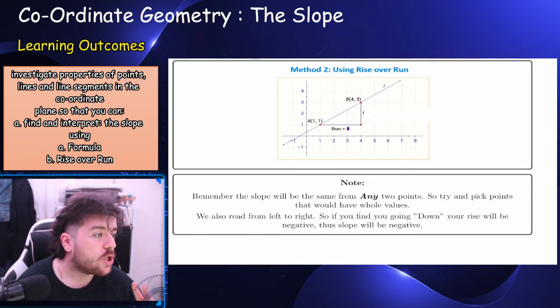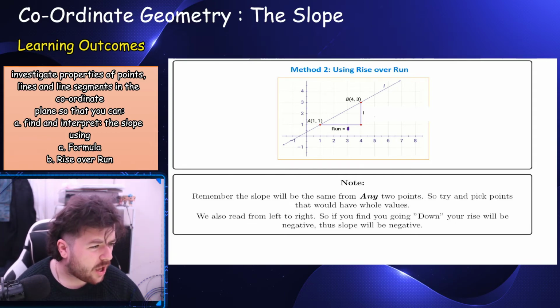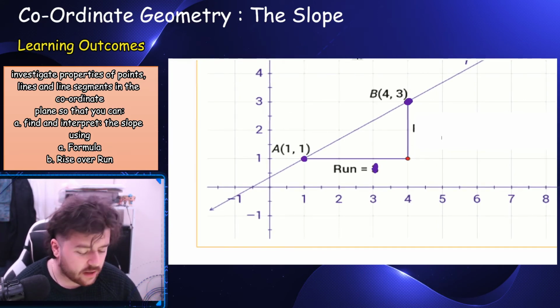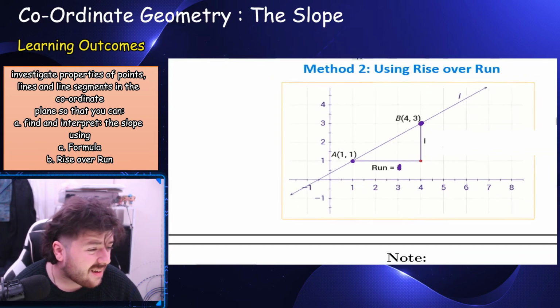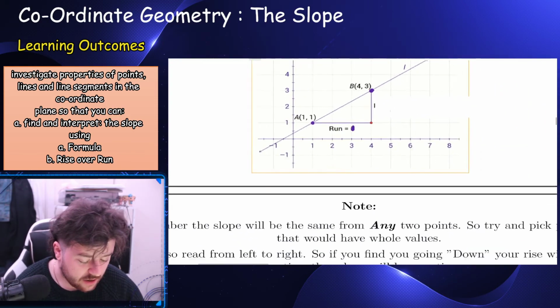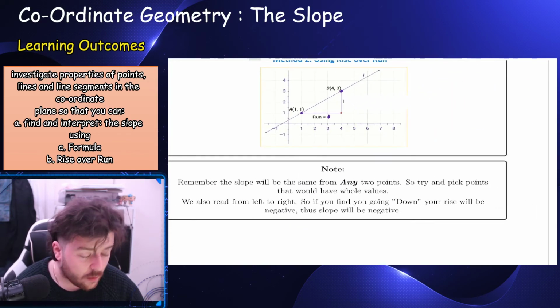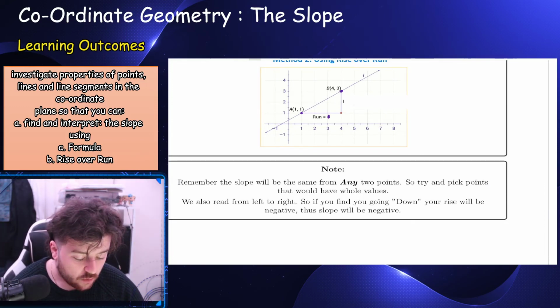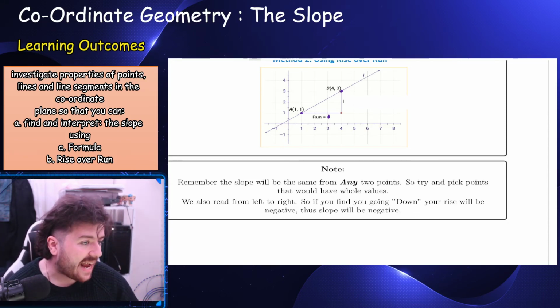So when you're doing the rise over run method, try and pick 2 points that will give you whole numbers. Pick 2 points that would be on the corners of the boxes. Don't be picking like 1 3/4. Just pick whole numbers for yourself to make it easier. And also remember, we read from left to right when we're calculating the rise over run. So if you find yourself going down, your rise will be negative, thus your slope will be negative.